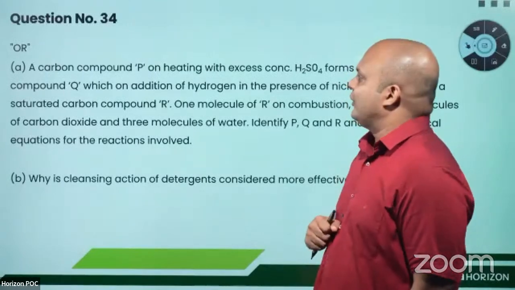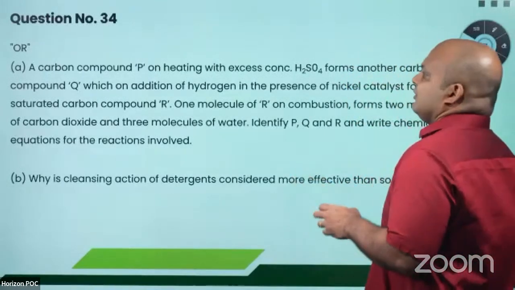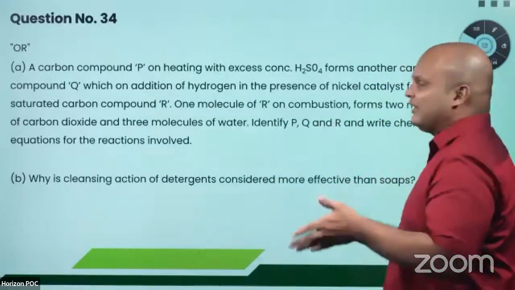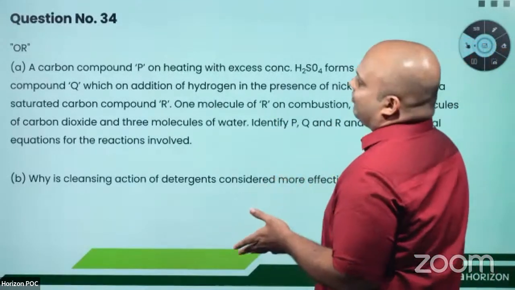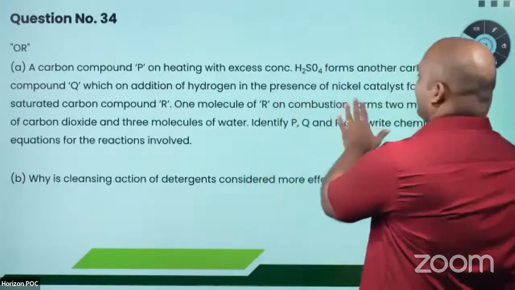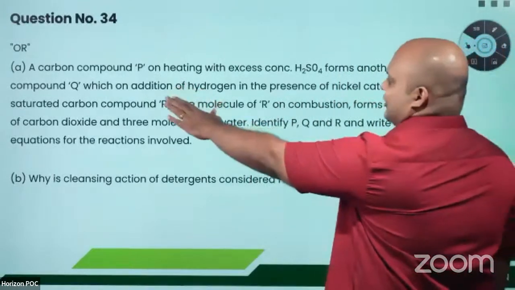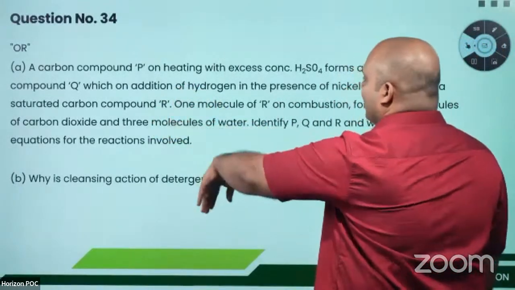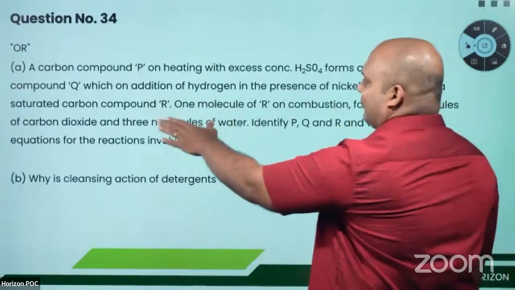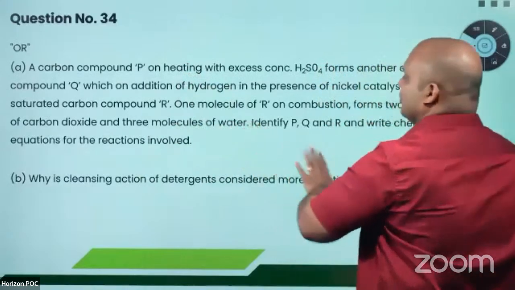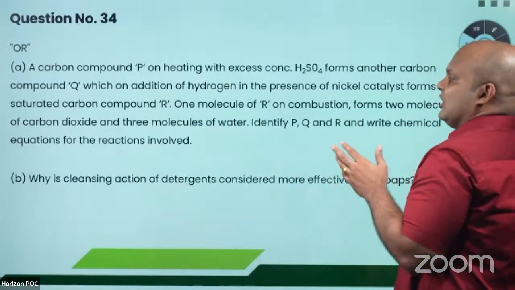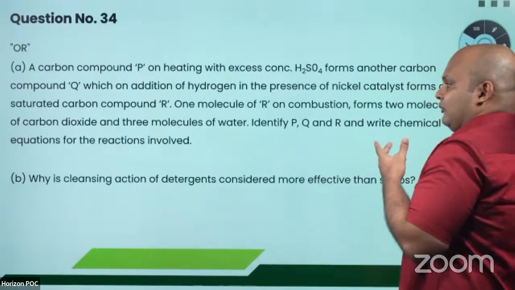Okay, what is the optional question? A carbon compound P on being heated with excess H2SO4, sulfuric acid, forms another carbon compound Q, which on addition of hydrogen in the presence of a nickel catalyst forms a saturated carbon compound R. 1 molecule of R on combustion is giving us 2 molecules of carbon dioxide and 3 molecules of water. Identify P, Q, and R and write the chemical equations for the reactions involved.